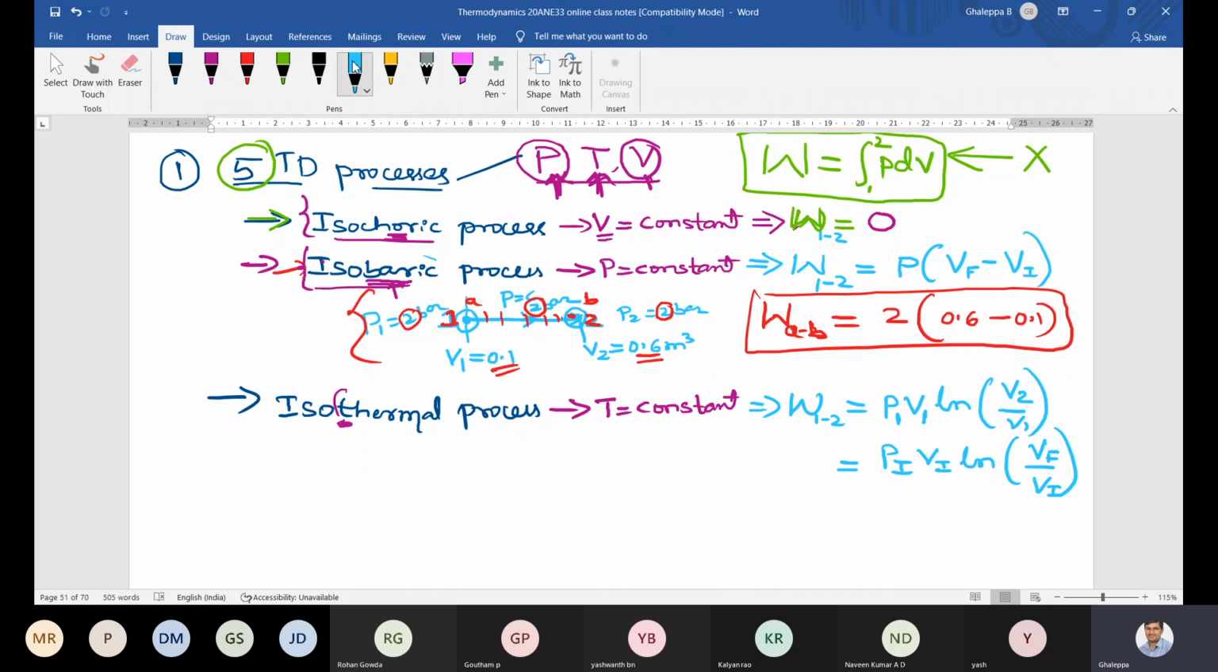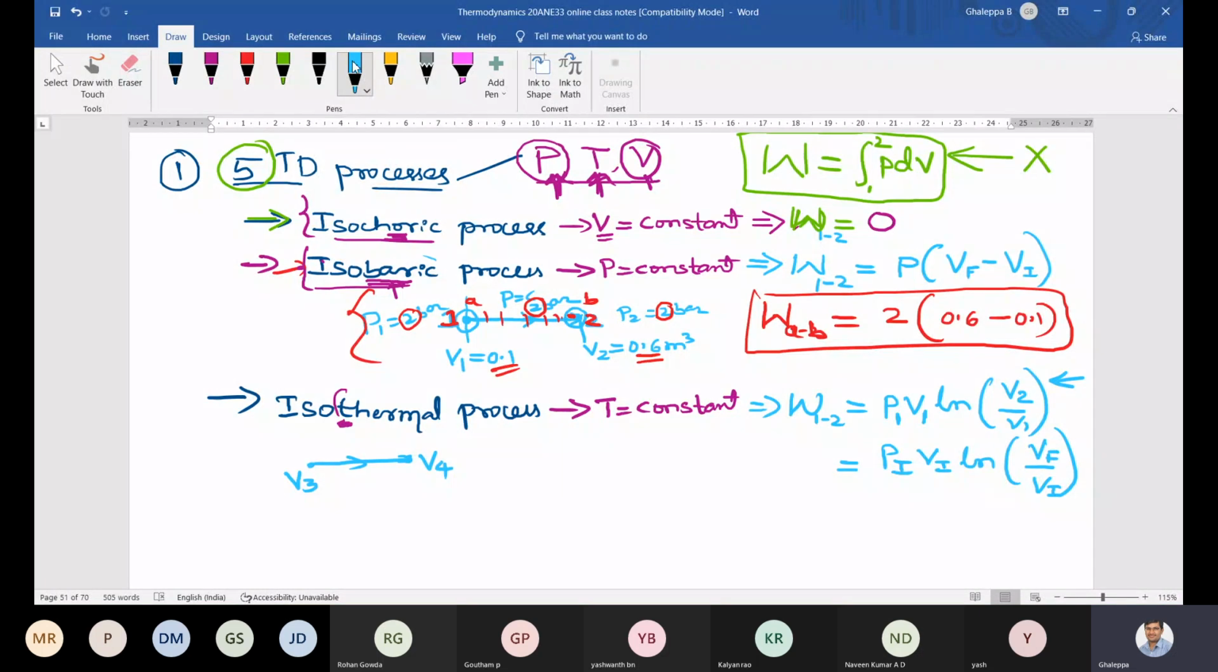Because in the exam, 40 to 50% of the students will make a mistake in substituting the values. For example, I am asking to calculate work done for 3 to 4. I have given V3 and I have given V4. But students will apply V2 and V1. They have taken it and they have copied it from before. Always they will write V2. Do not write V2. V2 is nothing but final volume.